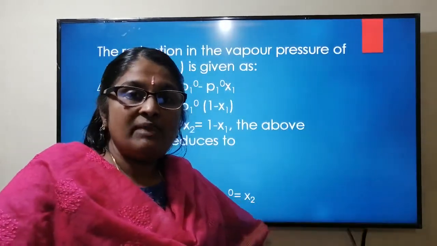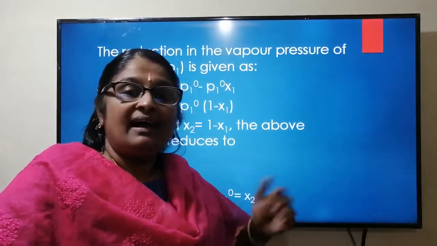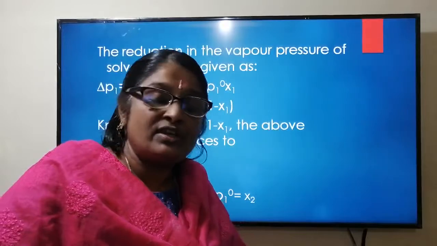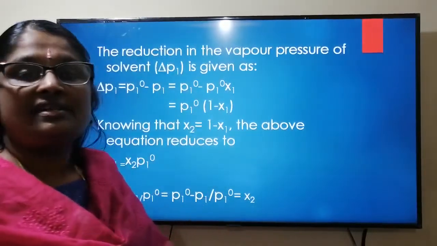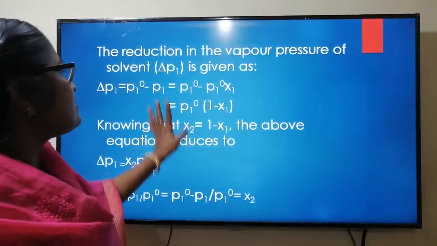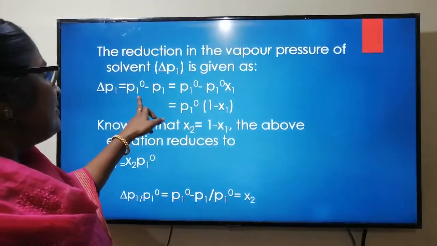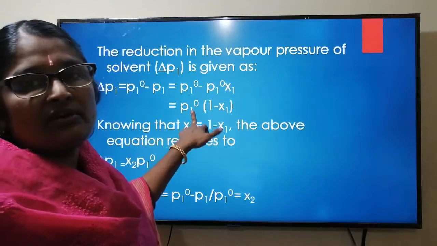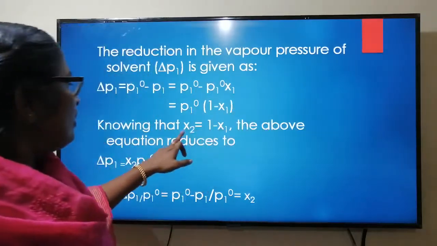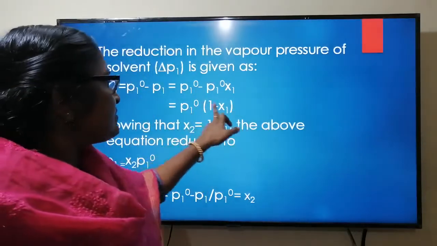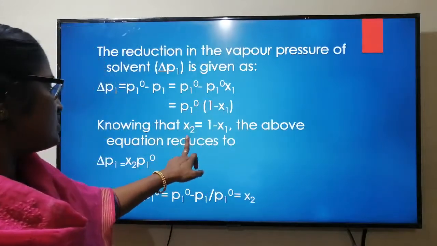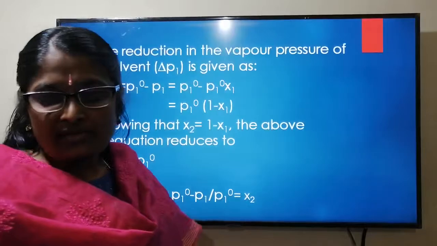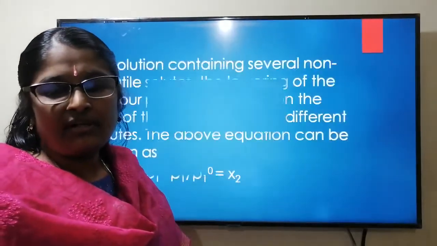That is, how much the vapor pressure is getting lowered depends directly on the number of particles of solute present in the solution, that is, the non-volatile solute present in the solution. So it's very important that delta P1 is equal to the initial pressure P10 minus P1, which is equal to P10 into 1 minus x1. We know x2 is equal to 1 minus x1. So substituting x2 for 1 minus x1, delta P1 by P10 is equal to x2. So go through this very important thing.